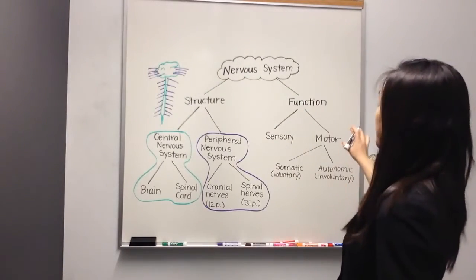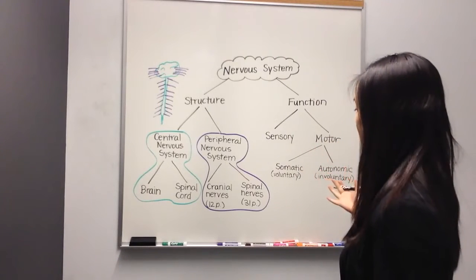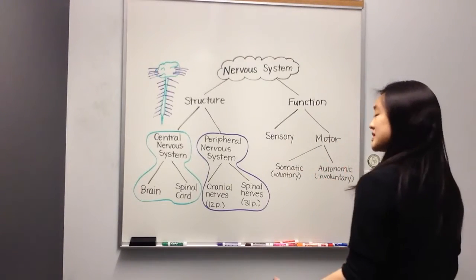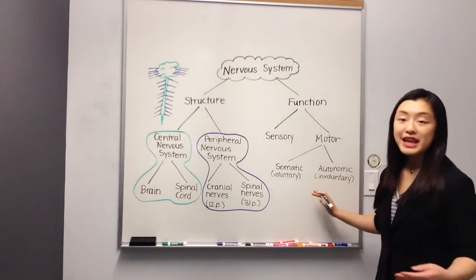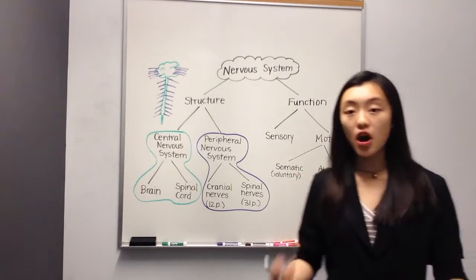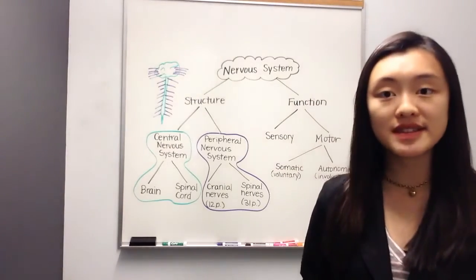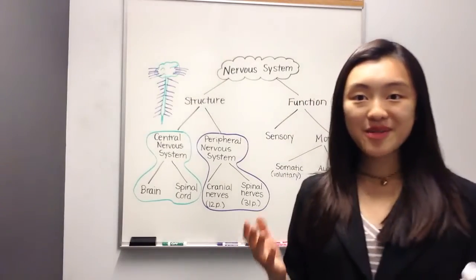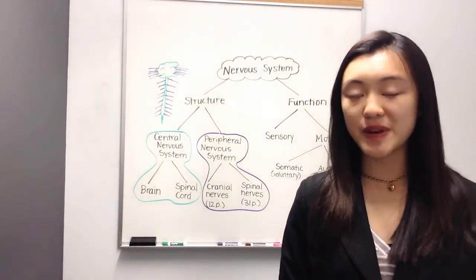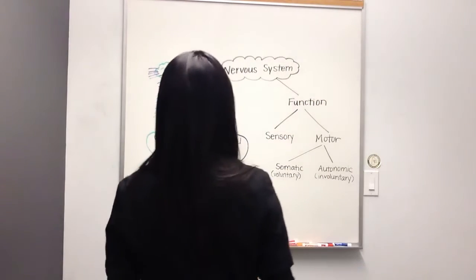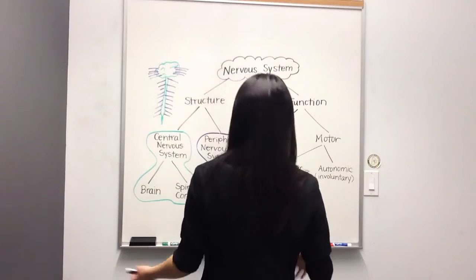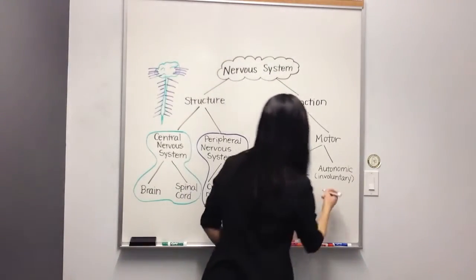Quick summary, motor means movement. We have two types of movement. They can be voluntary or somatic, or they can be involuntary and autonomic. Both of these are movements. Then we can break down autonomic responses into two subcategories. We can turn it into either sympathetic responses or parasympathetic responses.